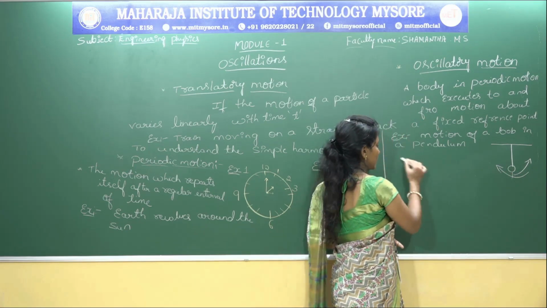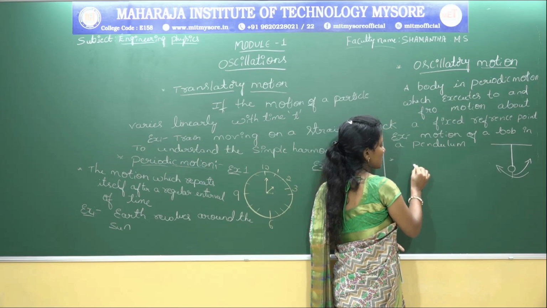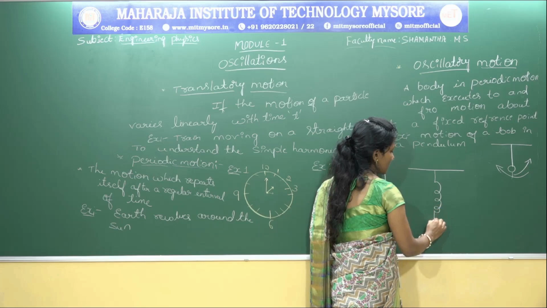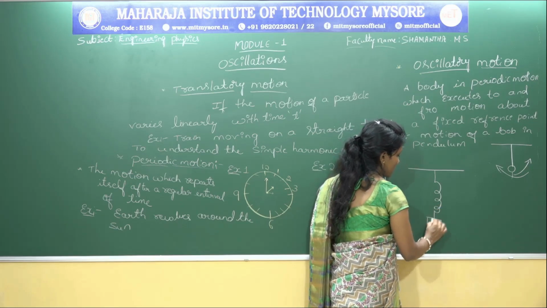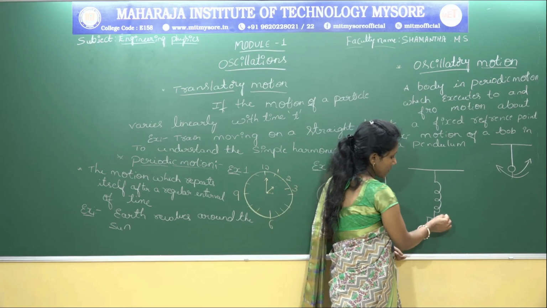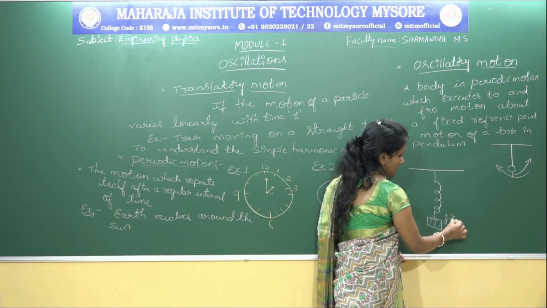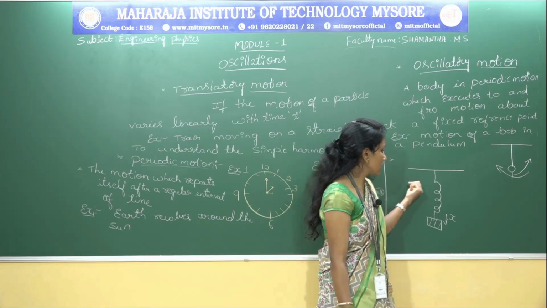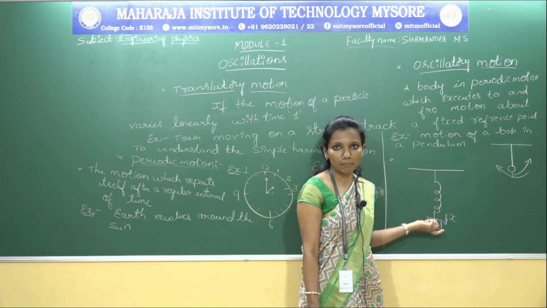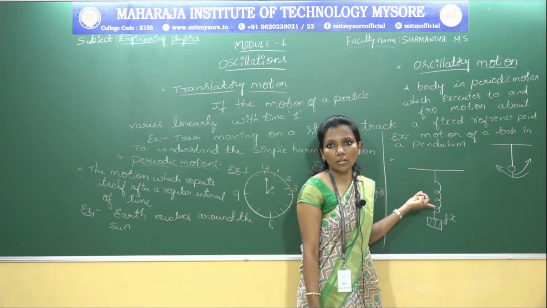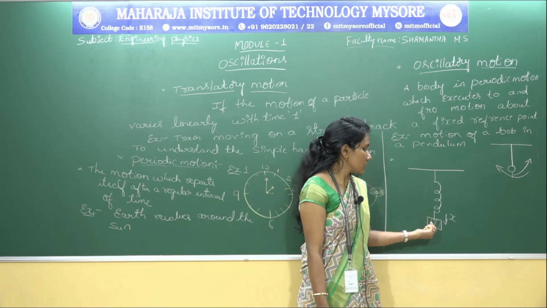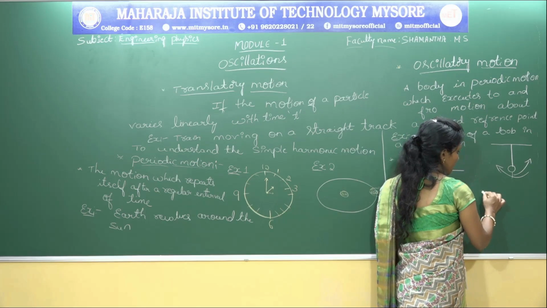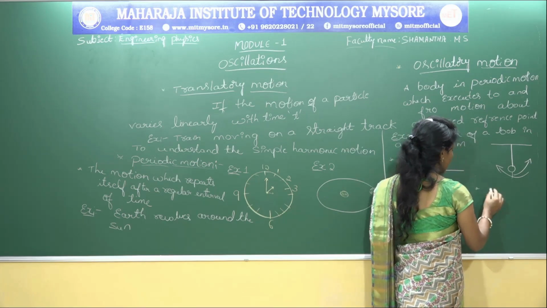Similarly, another example, a spring which is attached with a mass. It will move some distance and again come back to the same position, and it will travel some distance and again come back to the same point. That is why it is in periodic motion. And similarly, if we take a potential valve, another example.